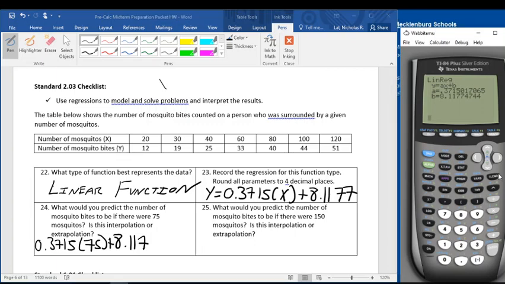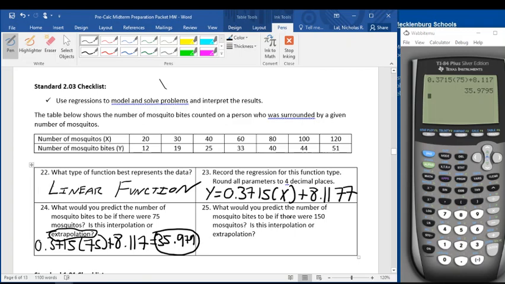So this would be 0.3715 times 75 plus 8.117. That's going to be 35.979. All right, and this is going to be, we're extrapolating here. So this is extrapolation.